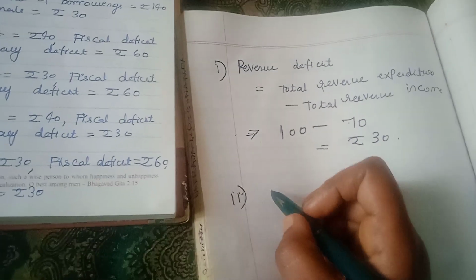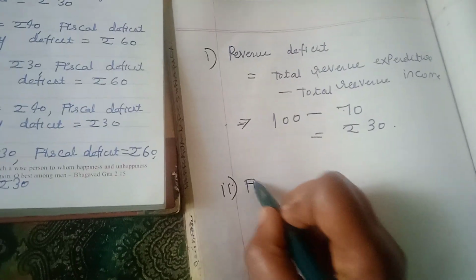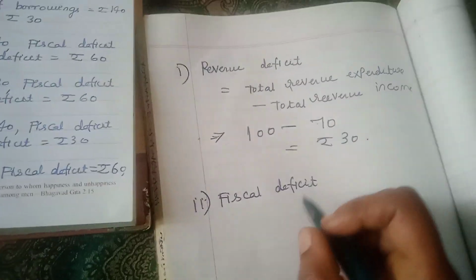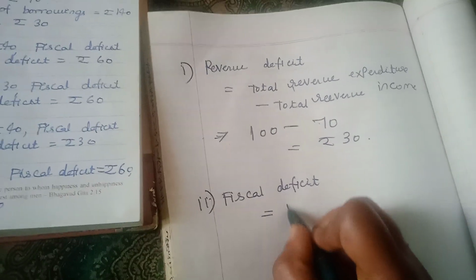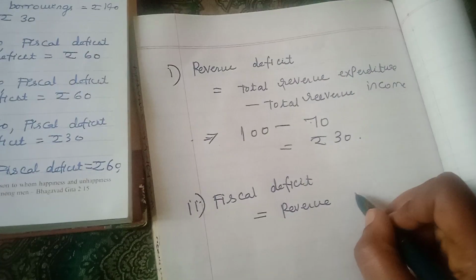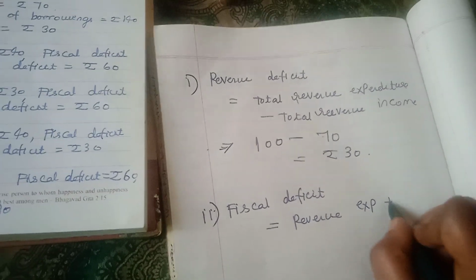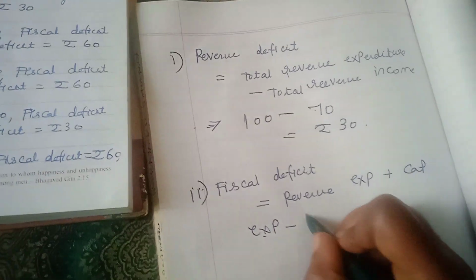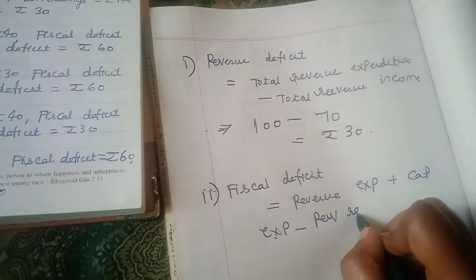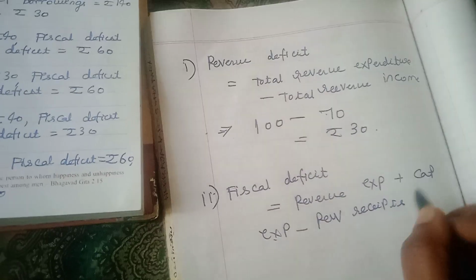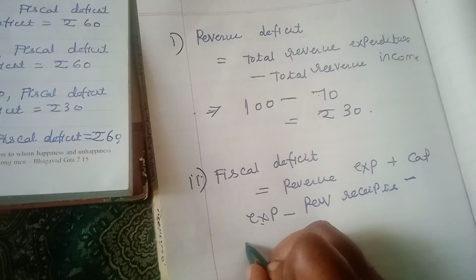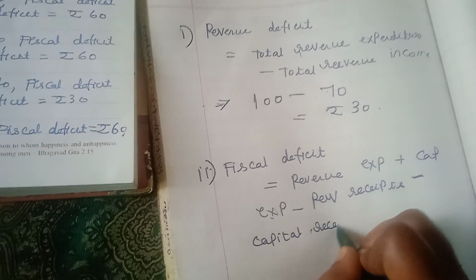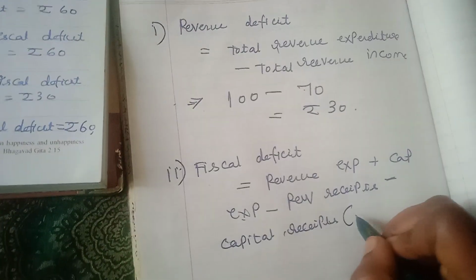Now let us find fiscal deficit. Fiscal deficit is equal to revenue expenditure plus capital expenditure minus revenue receipts minus capital receipts, which is nothing but net of borrowings.